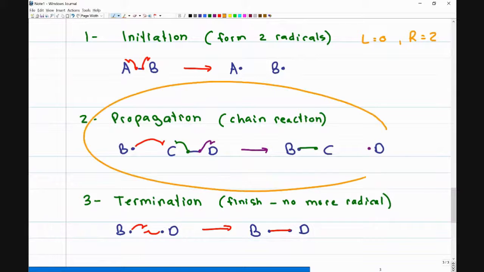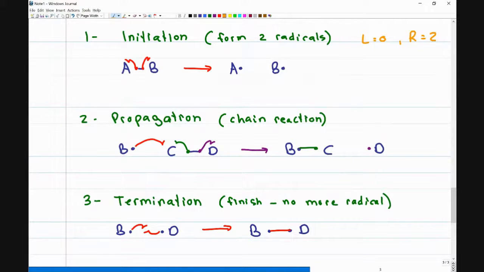If you're faced with a propagation step, the way you recognize it is in knowing that propagation is a chain reaction. And so a chain reaction is the same thing over and over and over and over. And that means whatever you have on the left, you should also have on the right. So the key with a chain reaction is one each, right and left. One radical on the left, one radical on the right.